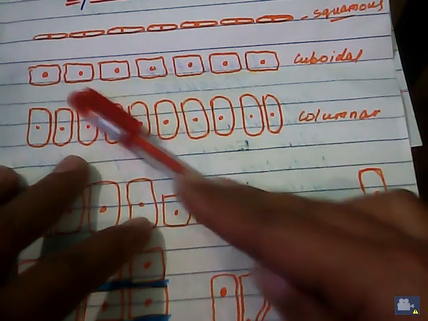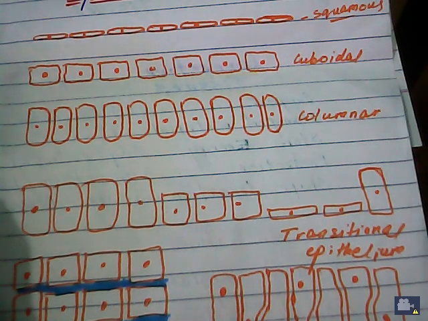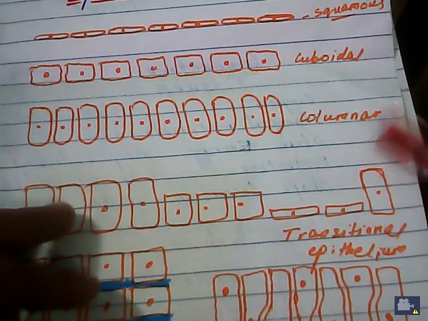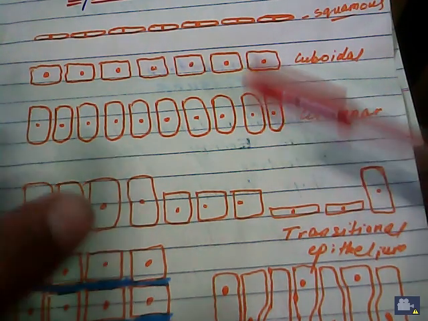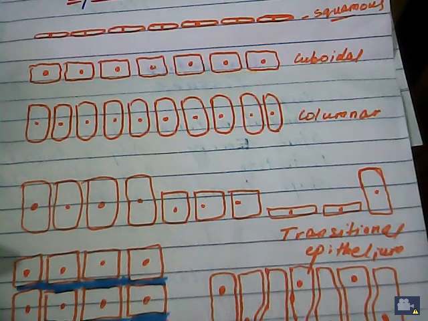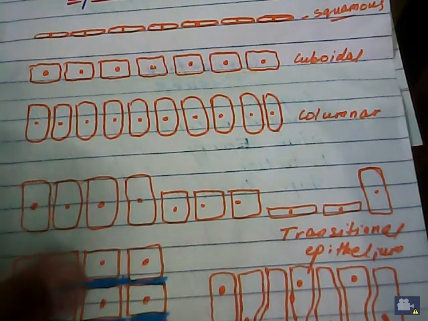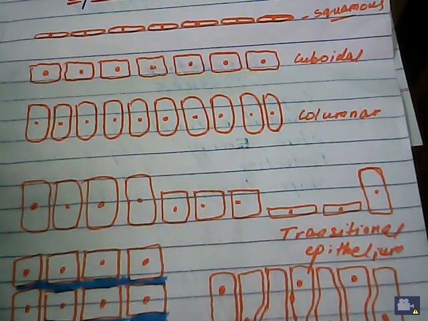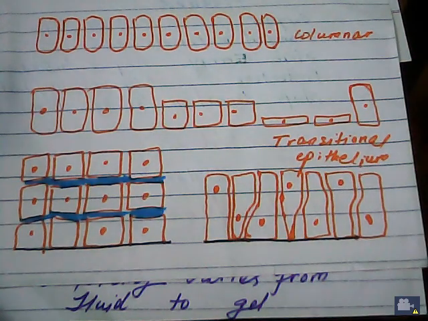And the second type is cuboidal cells. This is like a cube, as you can see from the form. And the third form is columnar cells, or columnar epithelial tissues. So these tissues are like a column. So these are three basic types of epithelial tissues depending on their shape. And we now further divide epithelial cells depending on their characteristics and arrangement.